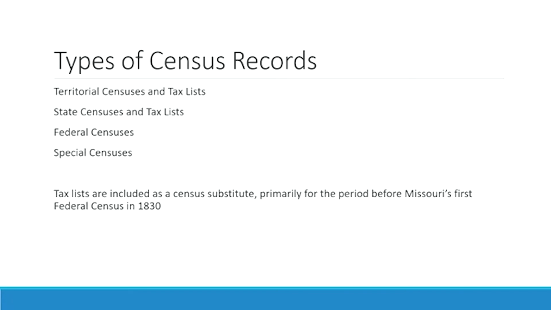We include tax lists when talking about territorial and state censuses because they are an amazing census substitute, and primarily for the period before Missouri's first federal census in 1830, they are very important because there are lots of areas that don't have any censuses taken of them until 1830. So the tax list is a really good way to place someone in a location at a time period.